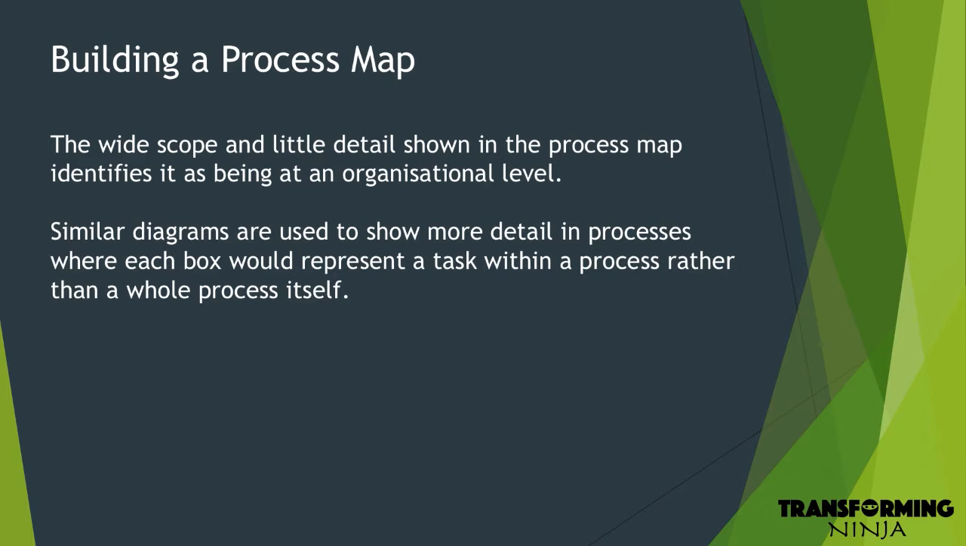Similar diagrams are used to show more detail in processes, where each box would represent a task rather than a process. And that's how you tell the difference between a process diagram and a process map. Again, this is showing things at an organisational level, so very high level but as a result low detail. The difference is that the boxes are processes in the map and tasks in the process diagram.